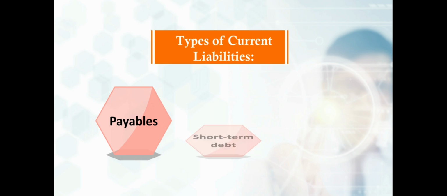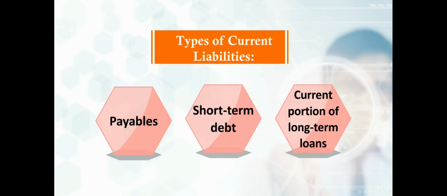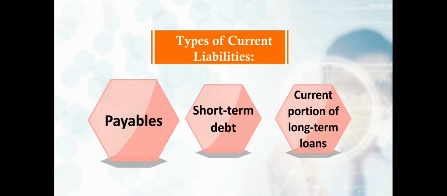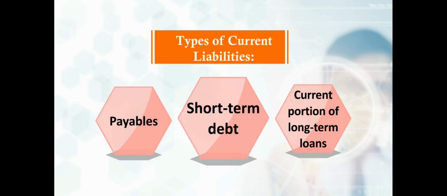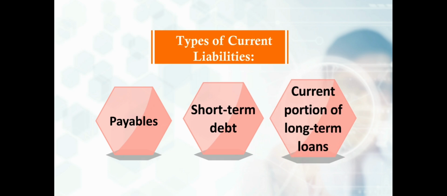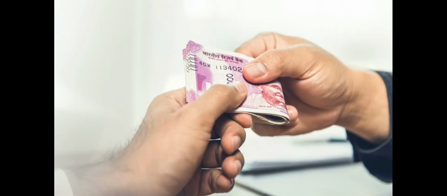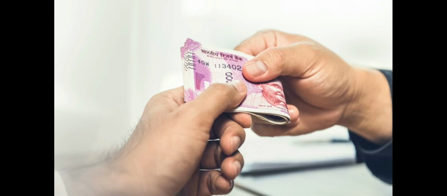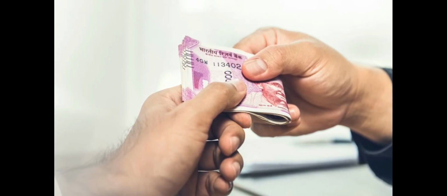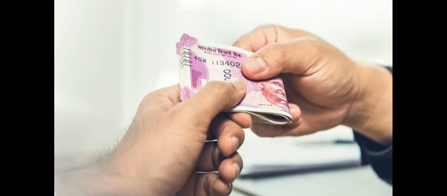Common types of current liabilities are payables, short-term debt, and current portion of long-term loans. Payables are expenses that have been incurred but not been paid as yet, but need to be paid within 1 year. Short-term debt are any loan that is due within the next 1 year. Current portion of long-term loans are part of long-term loans that are due in the next 1 year. Non-current liabilities mainly include any form of borrowing or debt or loan that is due to be repaid after 1 year.